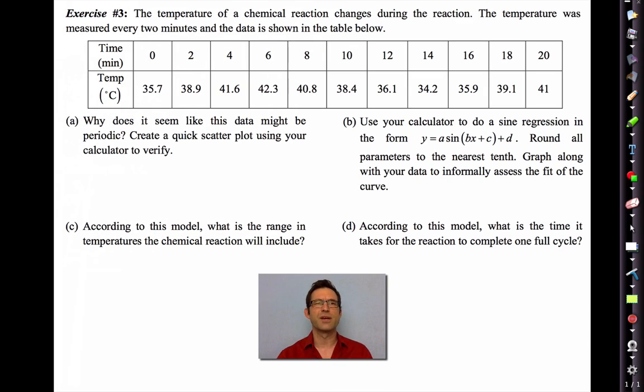Let's take a look at exercise number 3. The temperature of a chemical reaction changes during the reaction. The temperature was measured every 2 minutes, and the data is shown in the table below. All right, so we've got this table that has time every 2 minutes and temperature at those time markers. Letter A says, why does it seem like this data might be periodic? Create a quick scatter plot using your calculator to verify.